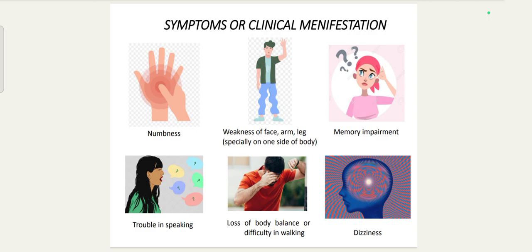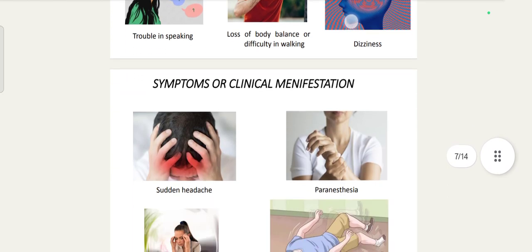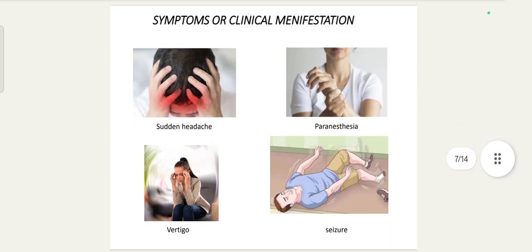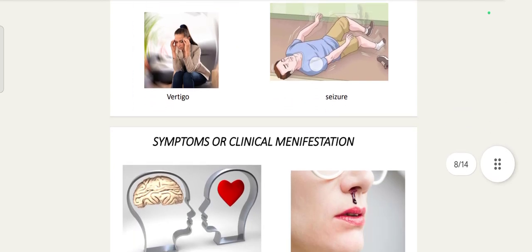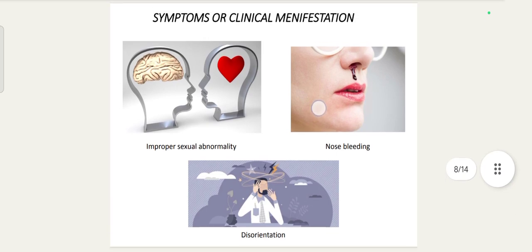Apart from those symptoms, there are other symptoms also. The first one is headache. The second one is vertigo. The third one is paresthesia. The fourth one is seizure. And the fifth one is sexual abnormalities. The sixth one is nose bleeding. And the seventh one is disorientation of time, place, person.